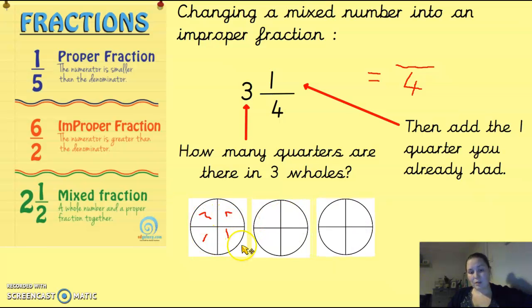Okay, so 1, 2, 3, 4, 5, 6, 7, 8, 9, 10, 11, 12. Or the quicker way to do that would be 4 times 3. Okay, 4, the number of pieces we're working in, wholes, 4 in 1. So times that by 3, so 12. So that's 12 quarters in 3 wholes. I hope that you can see that. That's that bit done. And then add the 1/4 that we've already got. So I had 12 quarters and 1 spare quarter, 13 quarters.